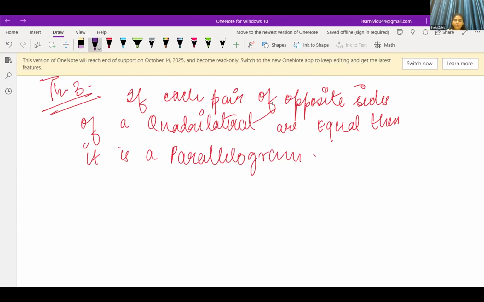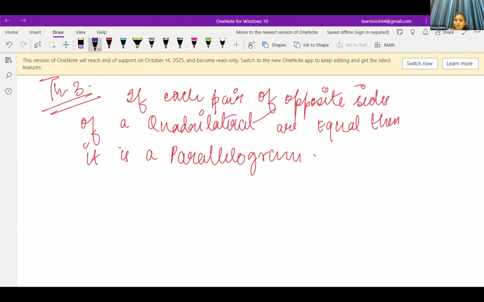So just read it very carefully. Now they are telling you the reverse thing. Initially they told you, if you have a parallelogram, opposite sides are equal. Now they are telling you, if you have a quadrilateral where opposite sides are equal, then it is a parallelogram. So these types of theorems are called converse theorems, which say the opposite of one another. Tell me, children, do you understand this theorem?